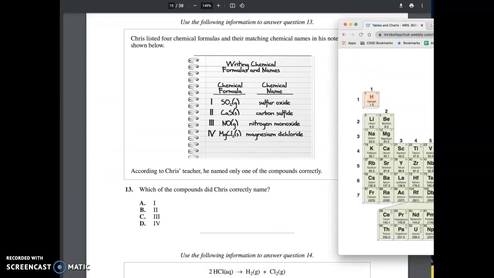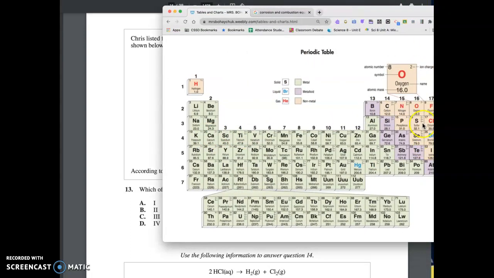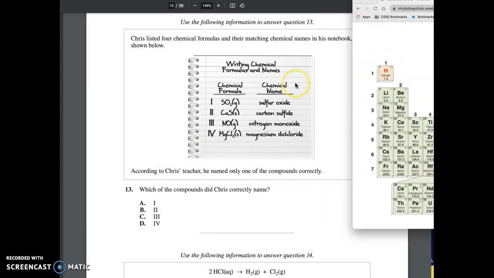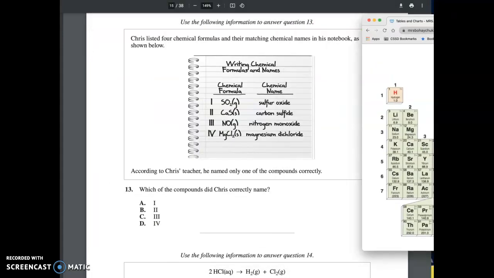Nope. Then we have calcium and sulfur. Calcium here, sulfur here, so we have a metal and a nonmetal. That's ionic. So we should be using our other naming system with no prefixes. And then Ca is calcium, not carbon. Okay, so that's a big clue right there. Here we have nitrogen and oxygen. Nitrogen, oxygen, both nonmetals, so it should be nitrogen monoxide. Okay, so that's the right one, number 3.